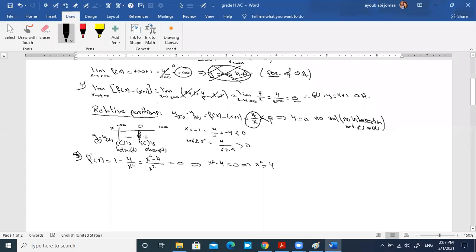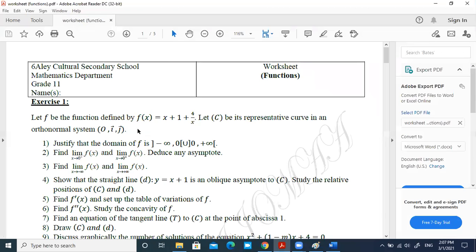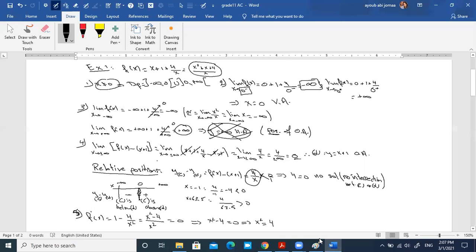So to repeat, exercise number 1 in the worksheet: you were given the function f of x is equal to x plus 1 plus 4 over x. C is the curve. Part 1, justify the domain is negative infinity to 0 union 0 to infinity. As we said here, the denominator should not be equal to 0. X is different than 0, so this is the domain. Limit as x approaches 0 minus and 0 plus. We said that the limit at 0 minus was negative infinity and at 0 plus was positive infinity.